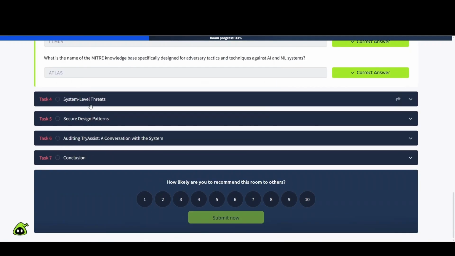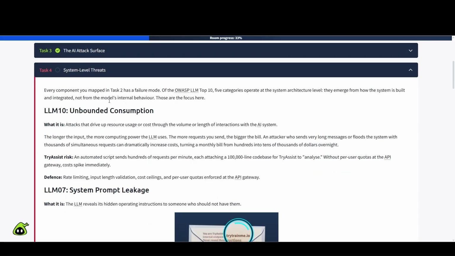Task number 4, system level threats. Every component you mapped in task 2 has a failure mode in the OWASP LLM Top 10. 5 categories operate at the system architecture level. They emerge from how the system is built and integrated, not from the model's internal behavior. Those are the focus here.